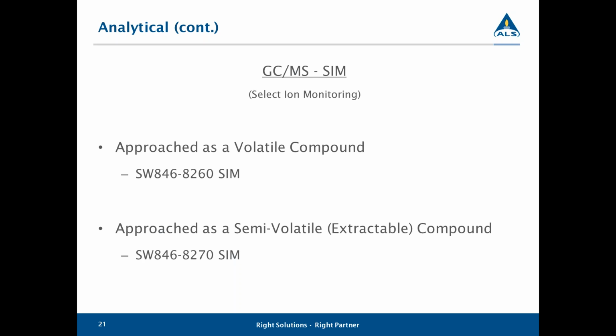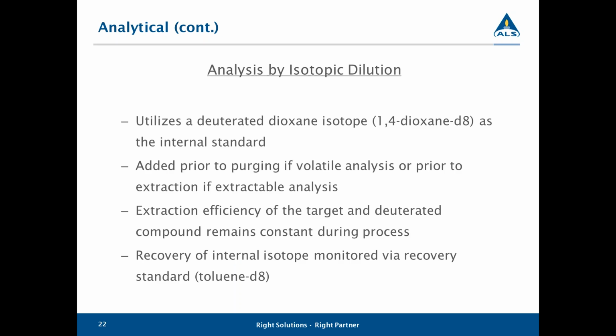Now, the other way to do this is, in addition to the standard A270, A260, is with selective ion monitoring, or SIM as it's abbreviated. Again, we can do this both as a volatile and as a semi-volatile. It's just a different analysis technique with better sensitivity. And it's done by isotopic dilution. So what it does, it uses a deuterated isotope of 1,4-dioxane. That's 1,4-dioxane D8, used as the internal standard.